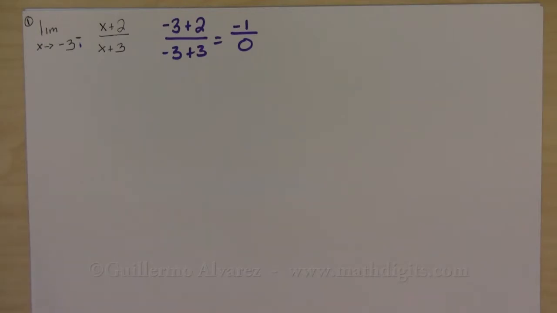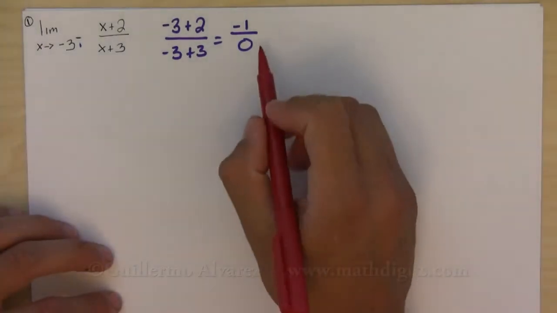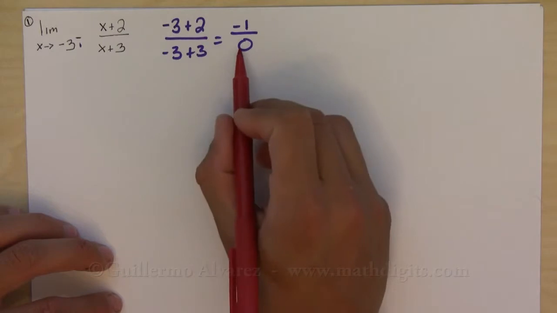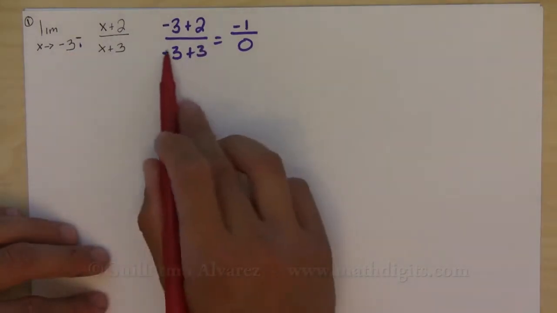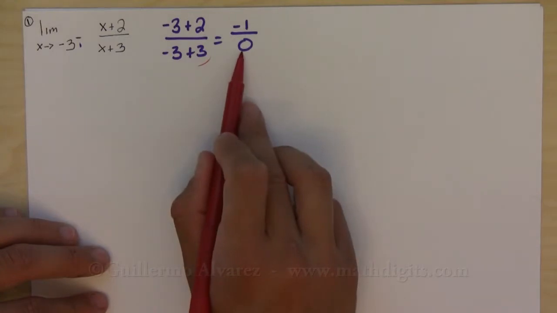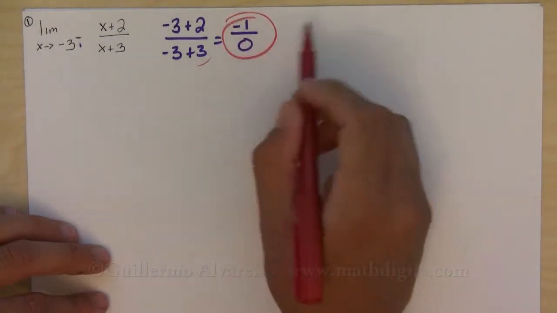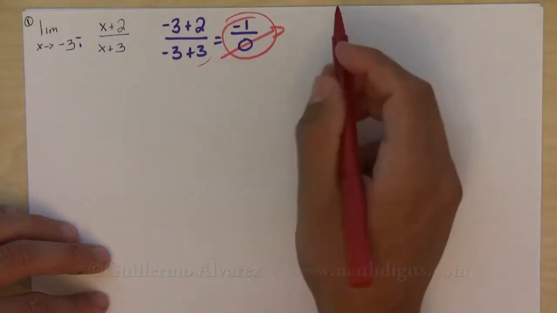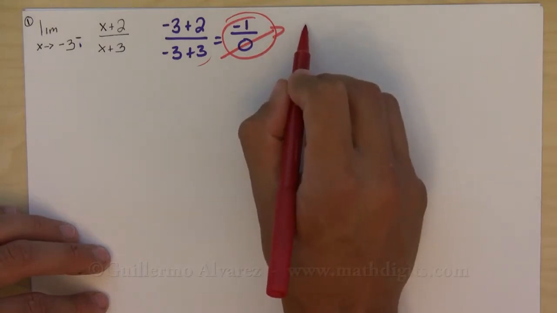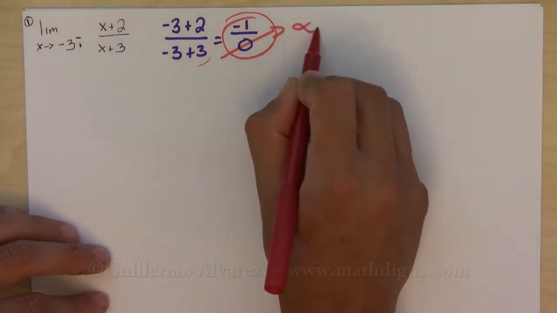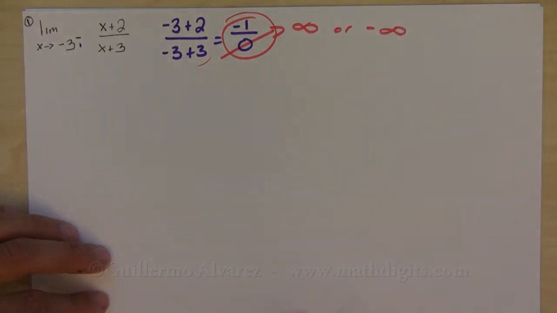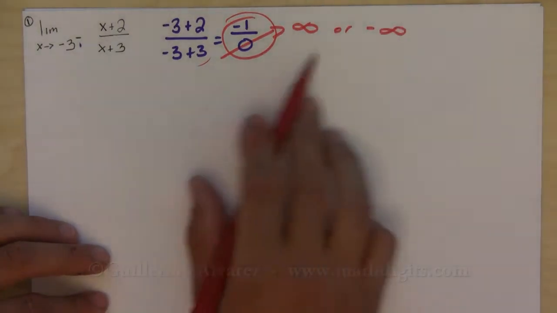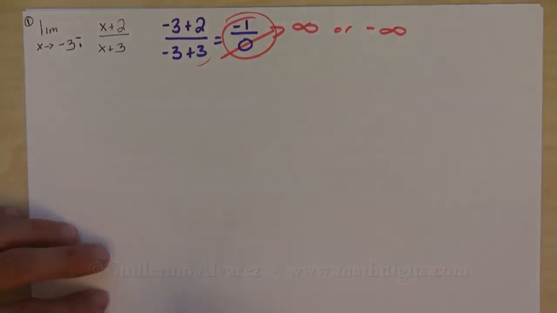And basically what's happening here is that as the x value approaches -3, the denominator is getting closer and closer to 0, which means that this entire fraction is going to either infinity or negative infinity. And that's our goal, is to figure out which one of these it's going to.